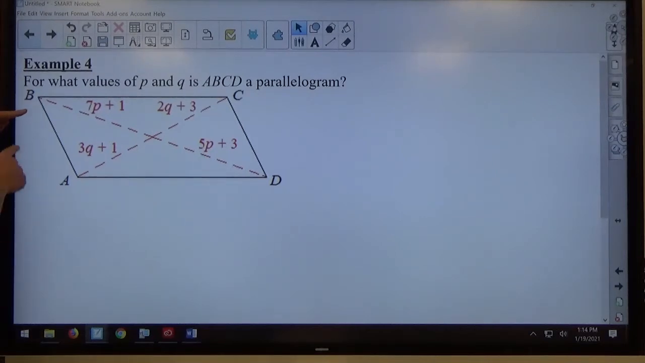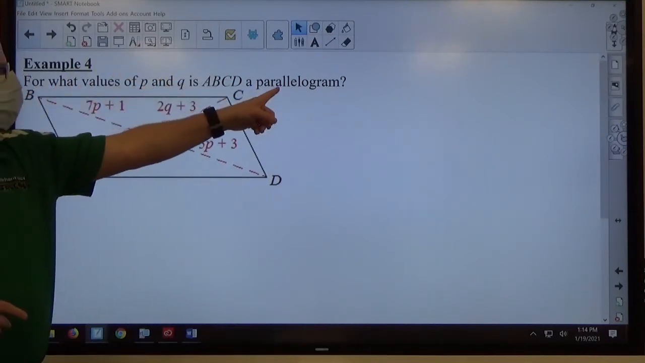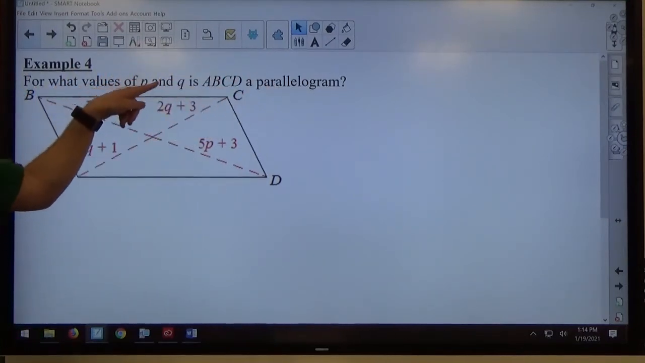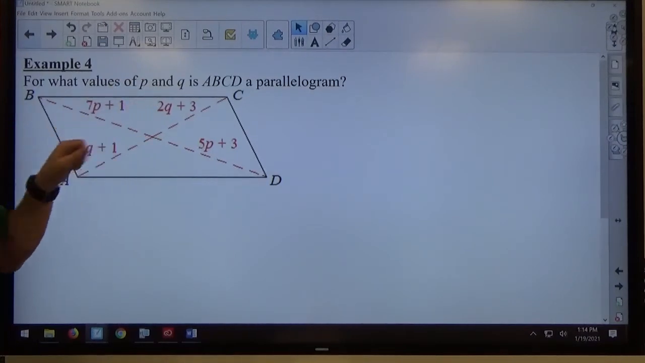If one angle is supplementary to both consecutive angles, it's a parallelogram. If one pair of sides is both parallel and congruent, it's a parallelogram. And then finally, if the diagonals bisect each other, it's a parallelogram. So if we want to determine ABCD to be a parallelogram, we need to make sure that P and Q create bisectors for these two segments.